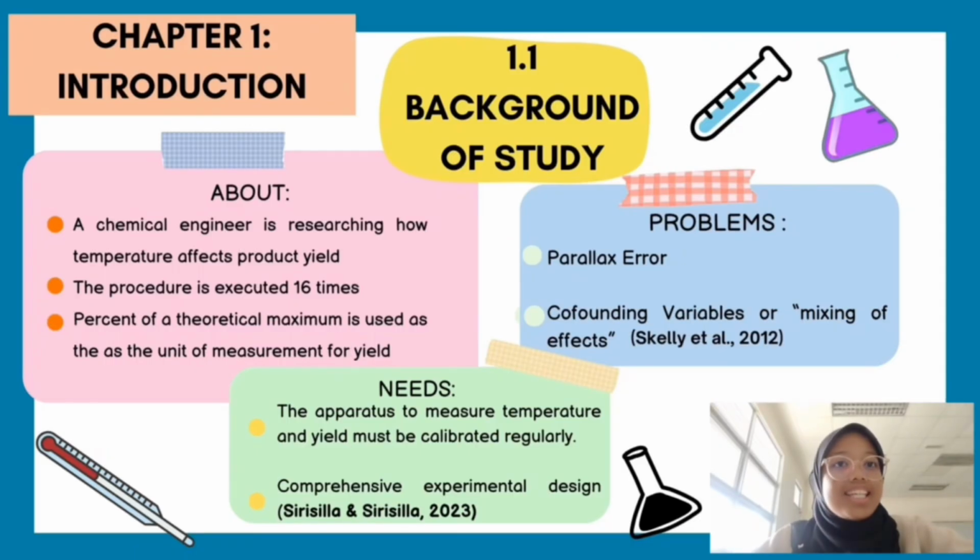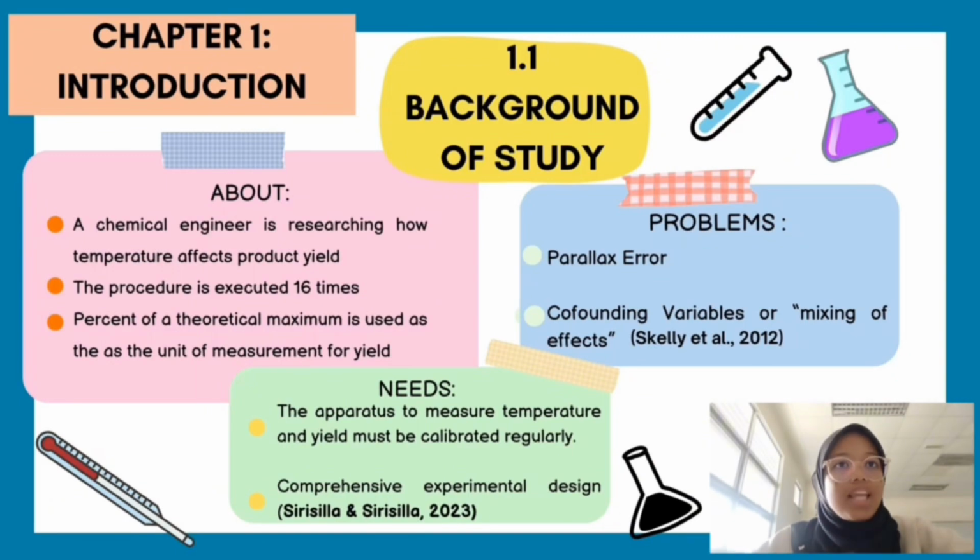A chemical engineer is researching how temperature affects product yield. The product is executed 16 times. In addition, percent of a theoretical maximum is used as a unit of measurement for yield. There are some problems that may occur during the chemical process which may affect the results of the data.